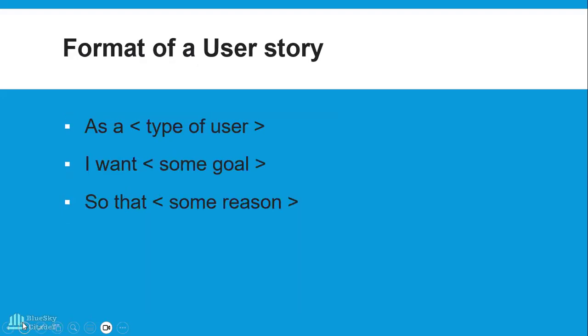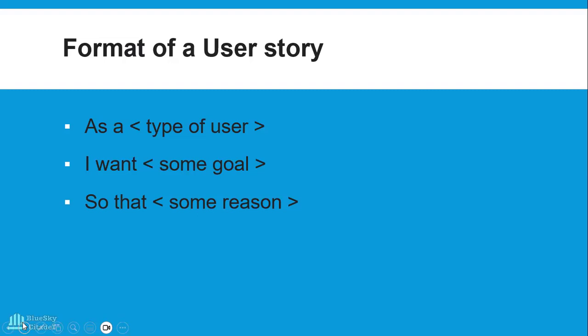Now, we're getting down to it. The format of a user story. Now, in most places, this is what you will see. In some other places, they'll be written as sentences, okay? But in most places, you will see this format for a user story. So it's essentially: As a, I want, so that, okay? As a, I want, so that.